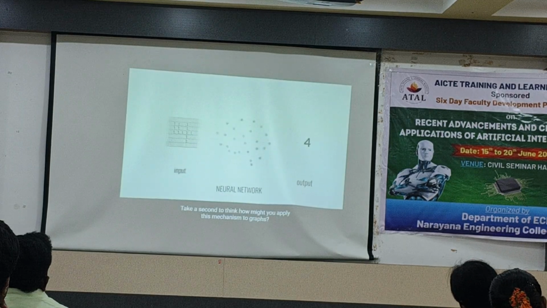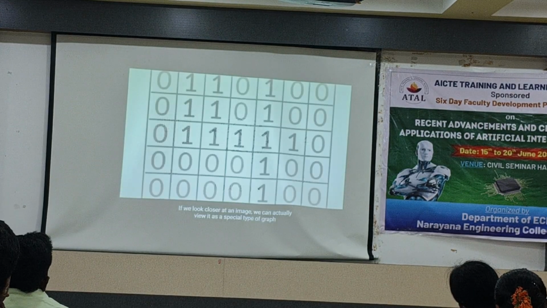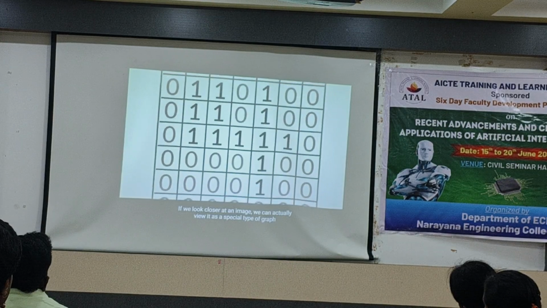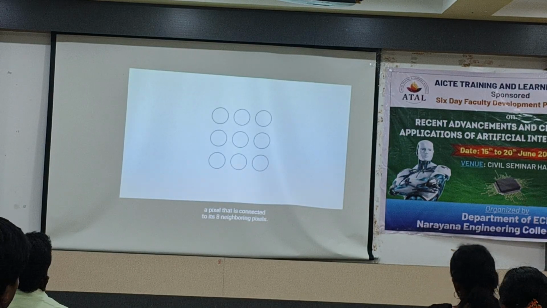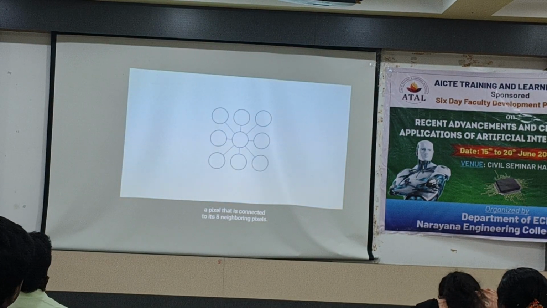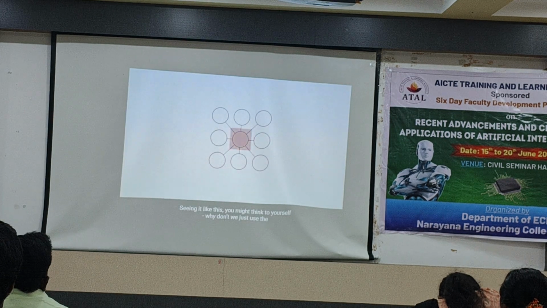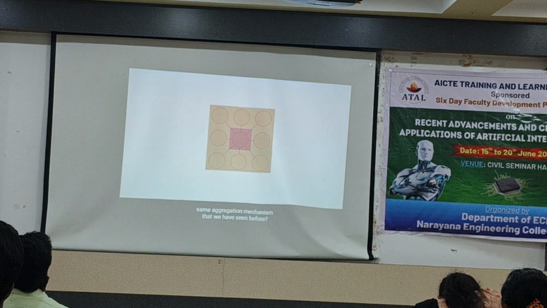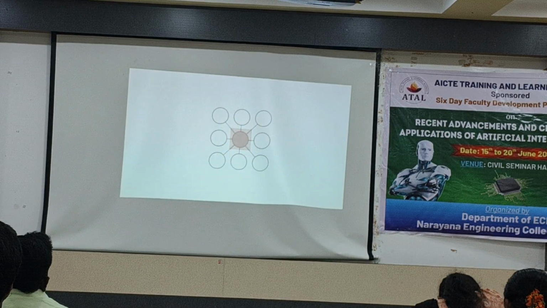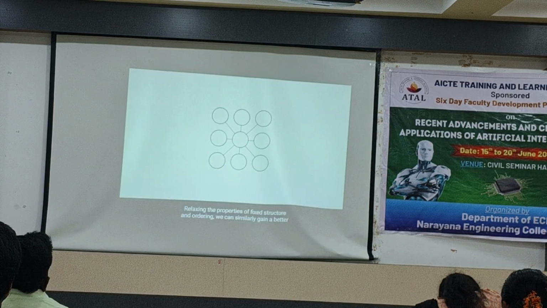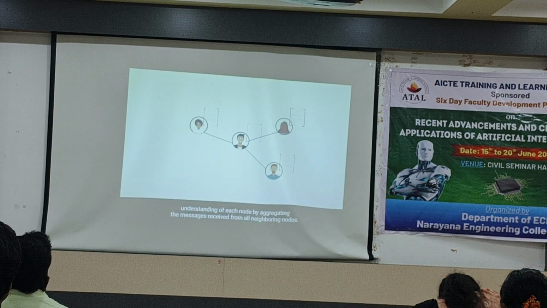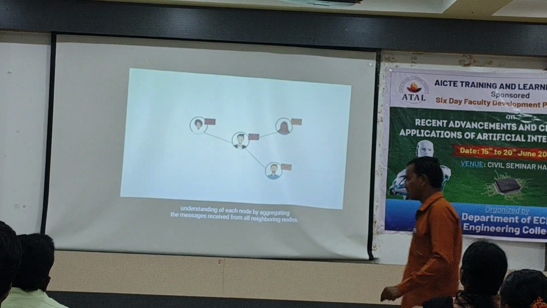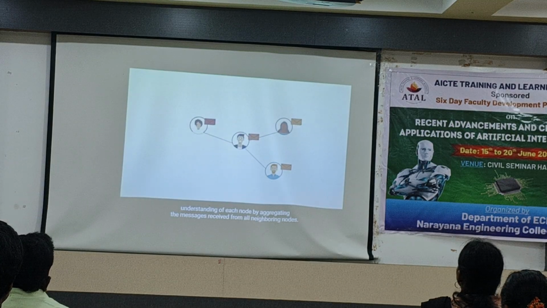Take a second to think: how might you apply this mechanism to graphs? If you look closer at the image, you can actually view it as a special type of graph: a grid graph that is structured, and every node is a pixel that is connected to its 8 neighboring pixels. Seeing it like this, you might think to yourself, why don't we just use the same aggregation mechanism that we've seen before? And you're right, we can actually use that same intuition on graphs. Relaxing the properties of fixed structure and ordering, we can similarly gain a better understanding of each node by aggregating the messages received from all neighboring nodes.